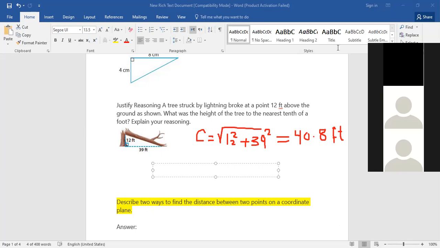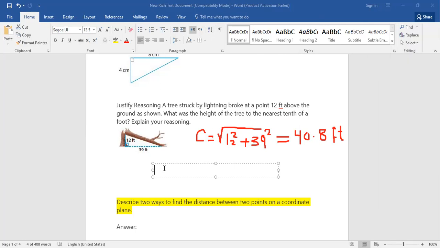Yes, 40.8 plus 12. Yes, very good. We have to add because in this question we are looking for the height of the tree, not only the broken part. Did you understand me? Miss, I thought you meant the equation itself. No, I said we have to stop at this point or we have to continue, right? We have to continue, because once we calculated the hypotenuse, the broken part of the tree, this represents only part of the answer.